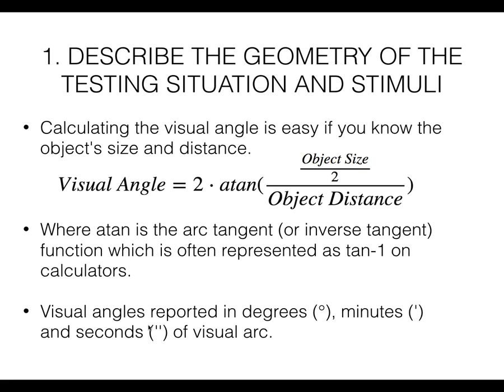So a tan here is the arc tangent. Most calculators would have this as tan minus 1. If you're doing this in Excel, Excel has it, MATLAB has it, R has it. Like I said, most of the time we would report this in degrees of visual angle.